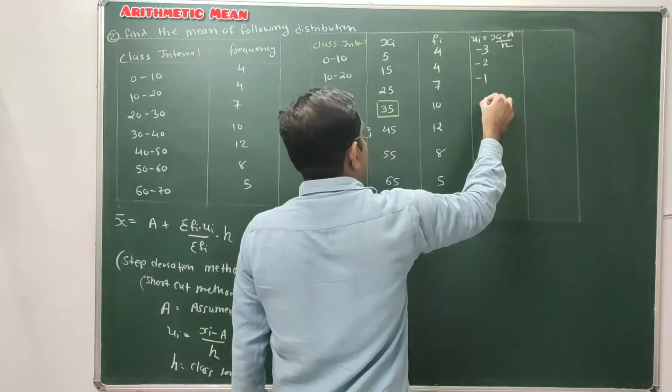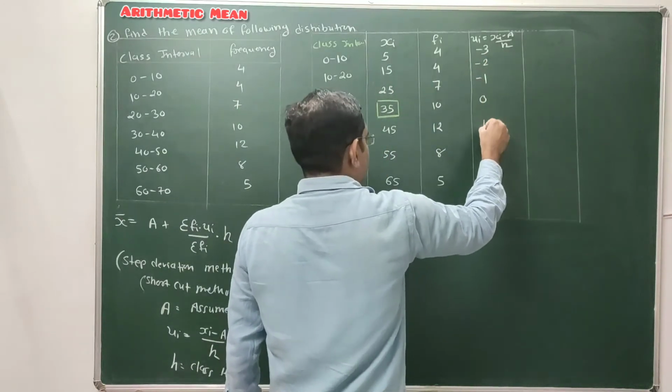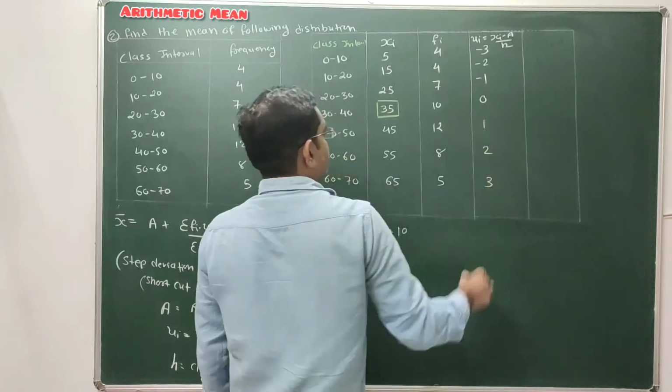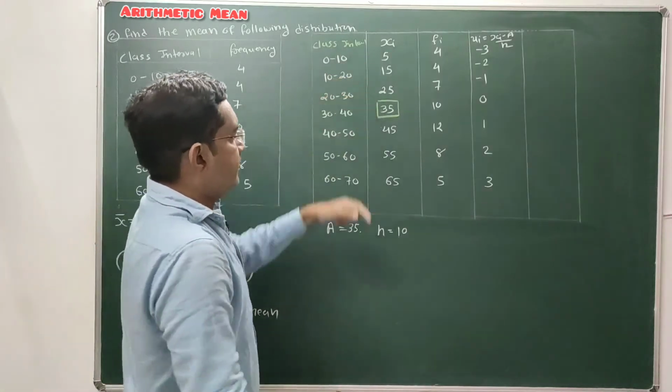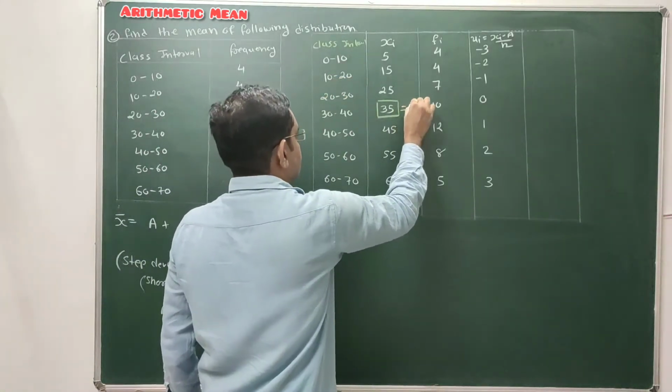Here we are getting minus 1. Similarly we are getting 0. Here we are getting 1, 2, and 3. Done. Xi, you have to consider this column. Xi, this will be as a.